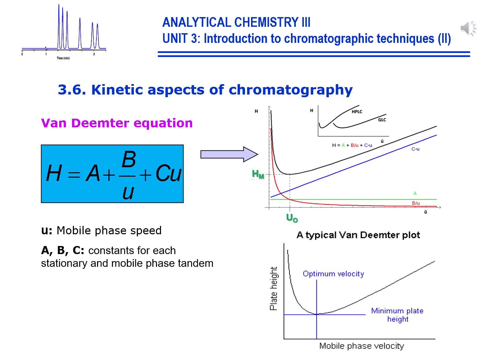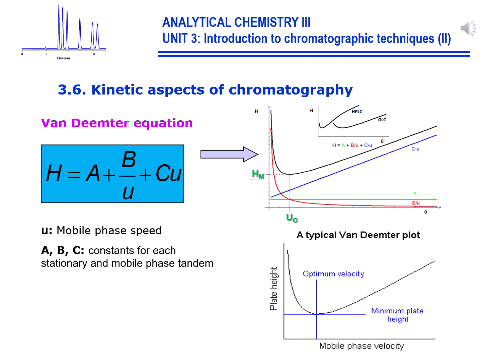The Van Deemter equation relates H as a function of the mobile phase speed or flow rate, as shown in the blue box formula. Being u the velocity of the mobile phase, A, B, and C are constants for a tandem of stationary phase and mobile phase. They are factors that contribute to the broadening of chromatography peaks by increasing H, which contributes to the loss of efficiency.